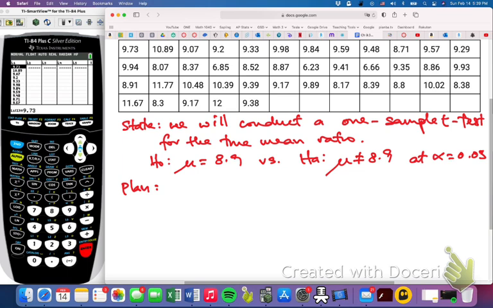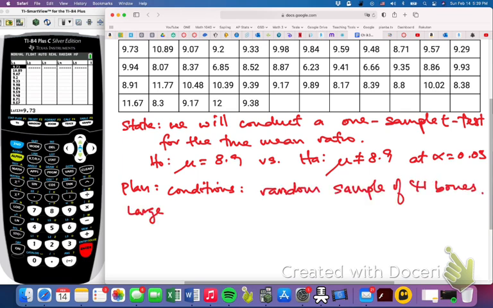After state, we plan. The plan is where you give all your conditions, and there are three. First one is random: SRS, simple random sample, is that available? There's a random sample of 41 bones.